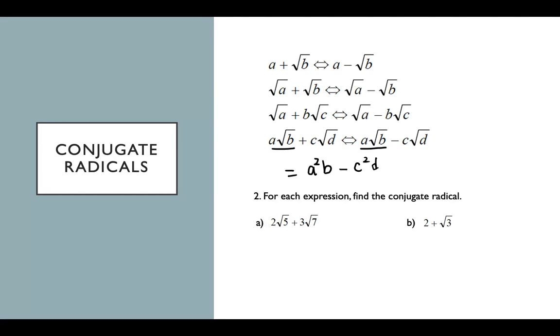So for each expression, find the conjugate radical. For number 2a, it would be 2 square root 5, exactly the same, but it's going to be minus, and then exactly the same again, 3 square root 7. Again, 2, same number, but opposite sign, and square root 3. So this will come in handy when you are rationalizing to get rid of the radical signs, when you have expressions like this.